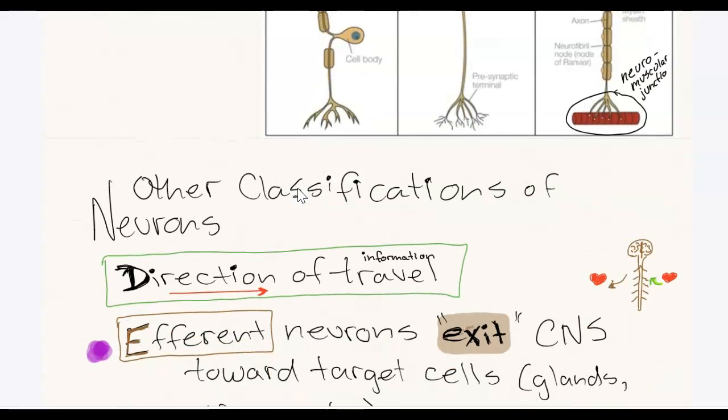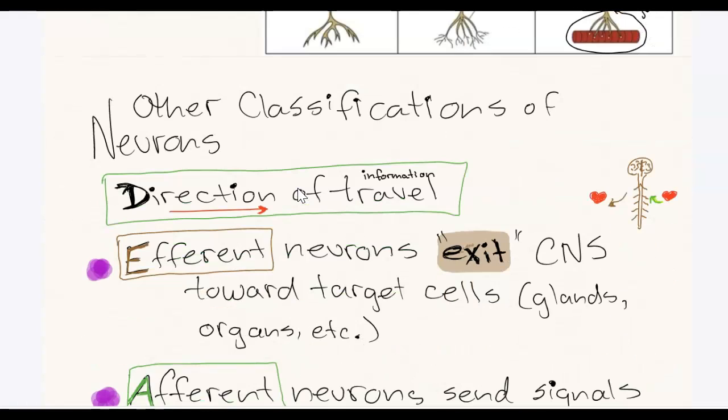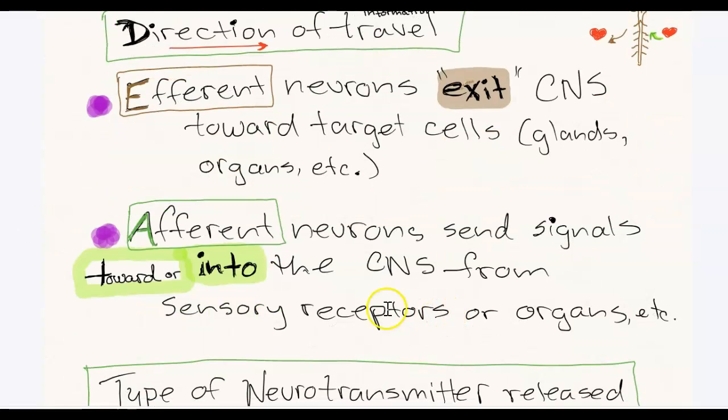So let's look at that here right now. We can classify them by the direction of the flow of that information. Something that is efferent is a neuron which exits the central nervous system and then goes toward things like muscles and glands and other things that it's going to effect. So it's an efferent neuron. An afferent neuron is one that does the other way around. It's something that's picking up sensory information and sending it into the central nervous system so it can be processed.